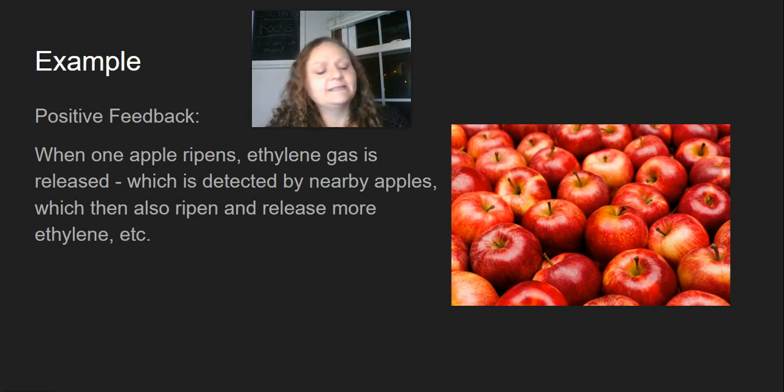So in this case, positive feedback is being used to promote reproduction in apple trees. This is also why the phrase one bad apple will spoil the bunch actually kind of makes sense, because a bad apple that's overly ripened is producing a ton of ethylene gas, which will actually cause the other apples in the area to over ripen as well.